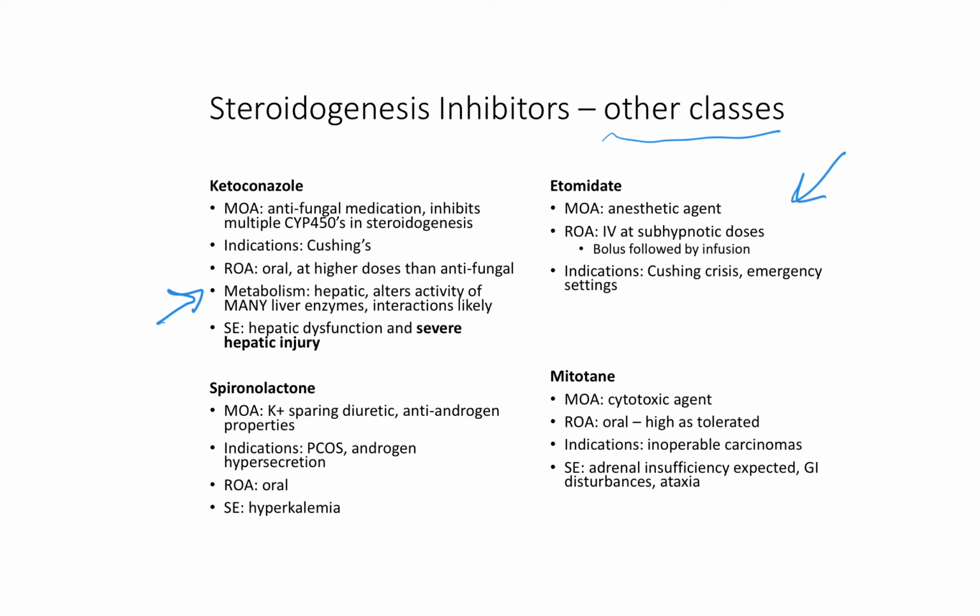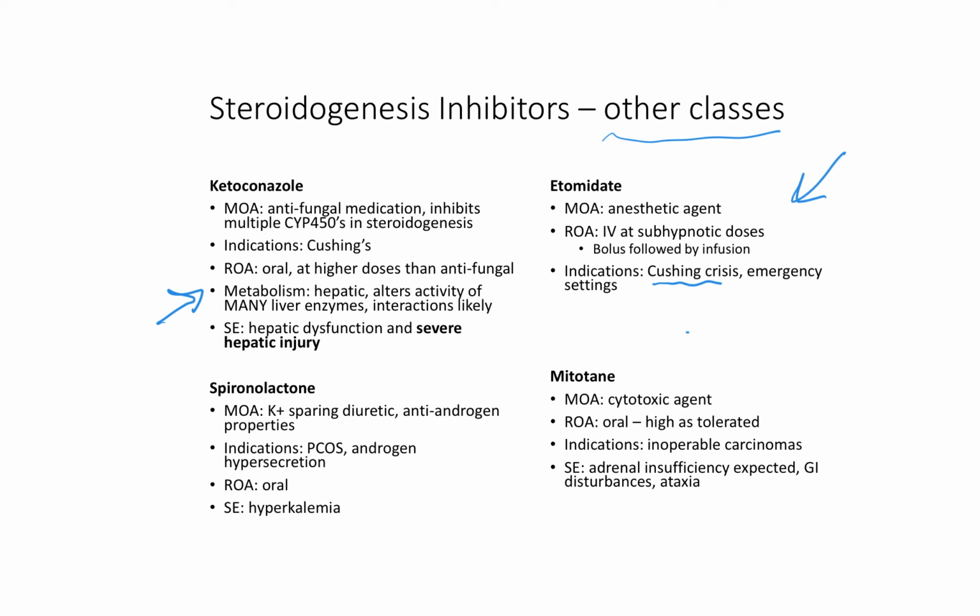If you give it IV at subhypnotic doses, then it prevents steroidogenesis to some degree. You give it in a big bolus dose, which is then followed by a continuous infusion, which you give until symptoms start to get better. And this is really indicated in an emergency setting. This is the treatment of choice for the Cushing crisis, where cortisol levels go really, really high.